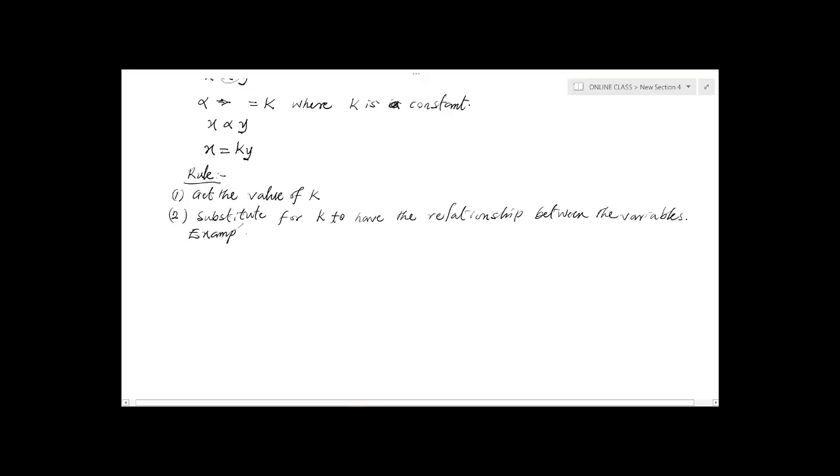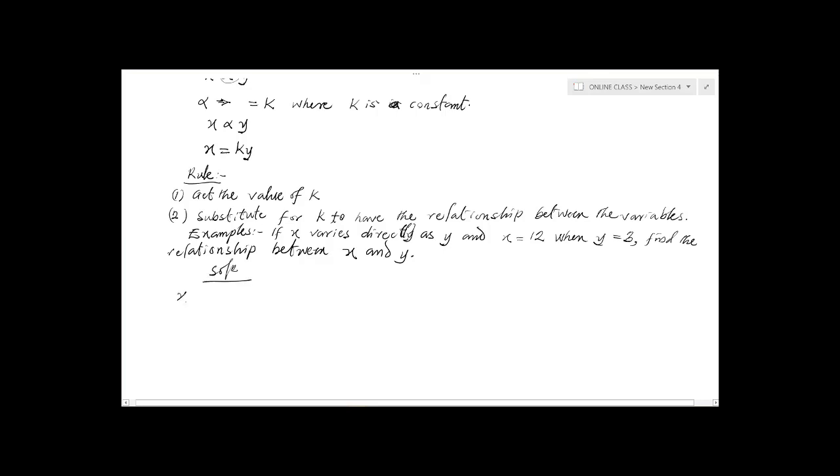Example. If x varies directly as y, and x equals 12 when y equals 3, find the relationship between x and y.